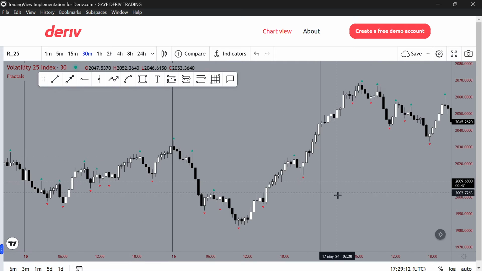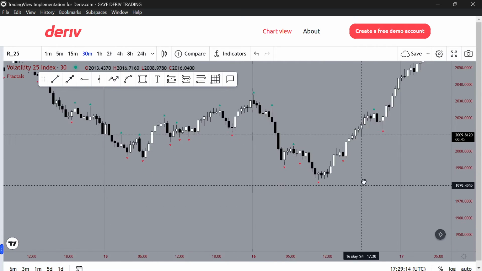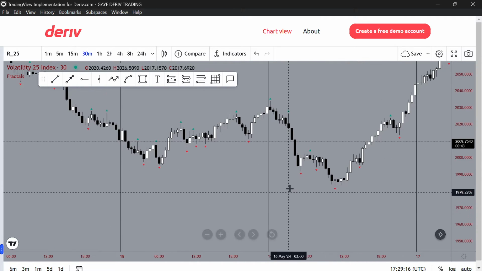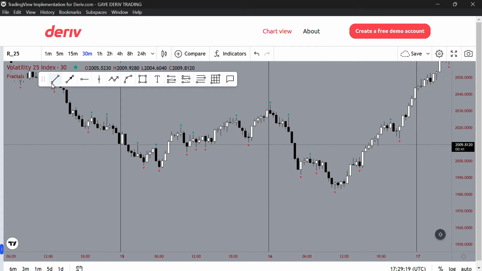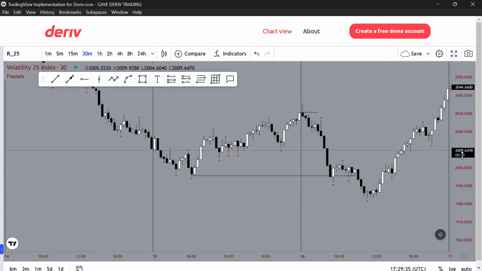Let's get here. Here there was another setup that formed. So this was the previous day's low. You can see that price swept that low, and the previous day's high is right here. So even with the previous day's high, there was a setup that formed.